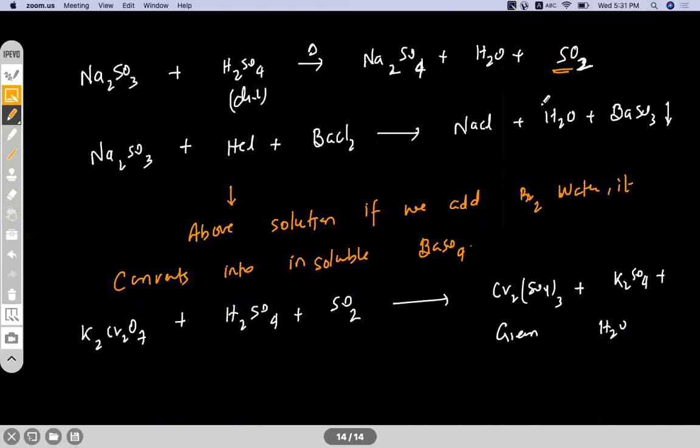Just confirming all these things. You get the suffocating smell. Okay, so if you want to confirm this: suffocating is SO2. You add K2Cr2O7 to that solution. Then the color changes to green because of the formation of chromium sulfate. And hence it is confirmed. Okay, next we'll see the test of sulfide ion, S2-.